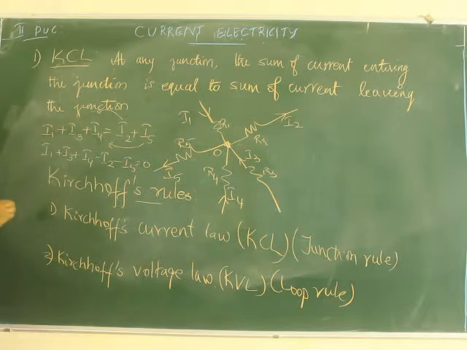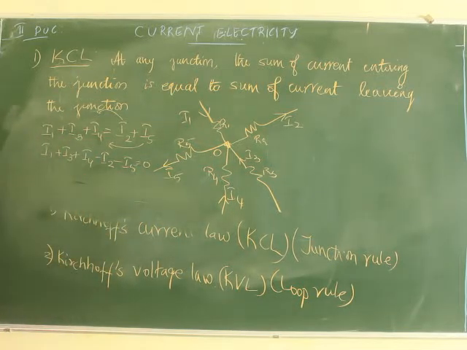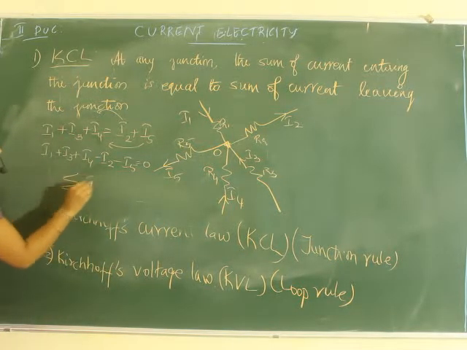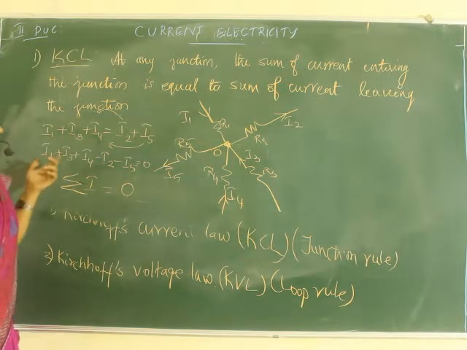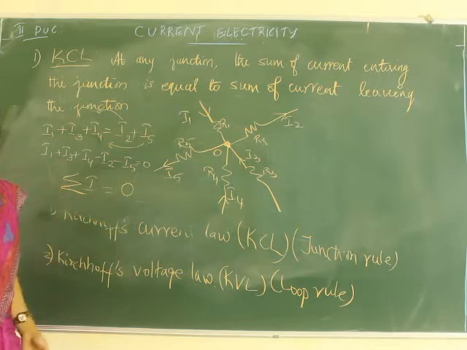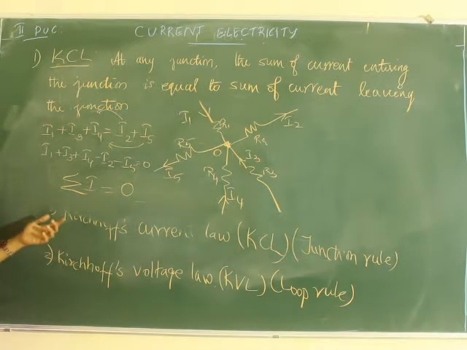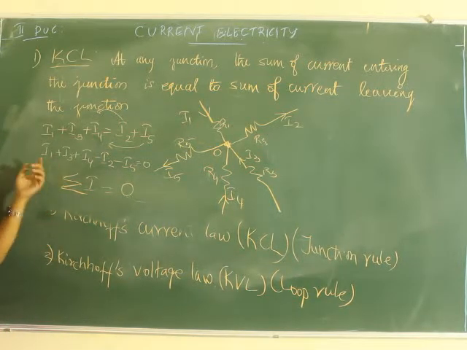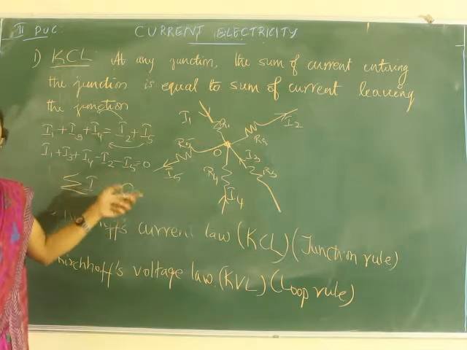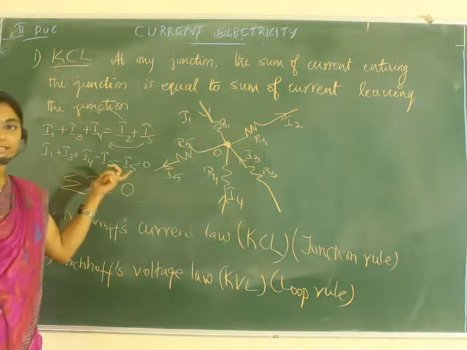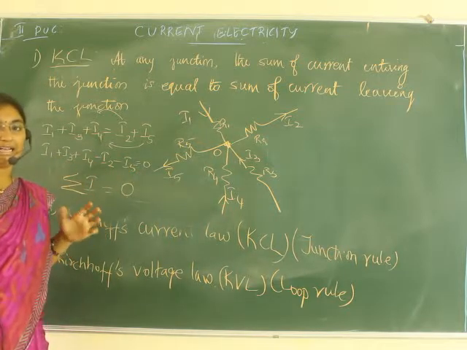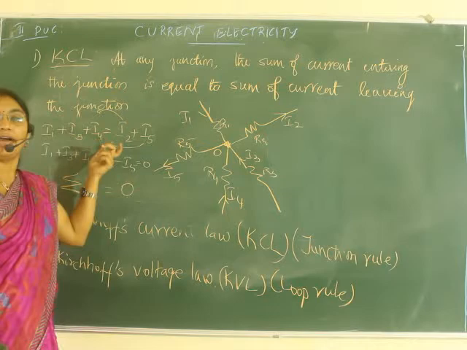So we can write summation I is equal to 0, correct? Summation I is equal to 0. Why can we write summation I equal to 0? Because we are just adding. After adding, the answer will be 0. See, earlier also I wrote the same. But if you feel confused, according to the rule itself, I have written here.